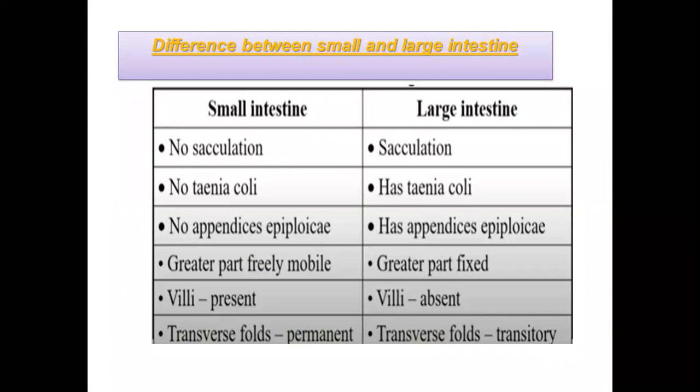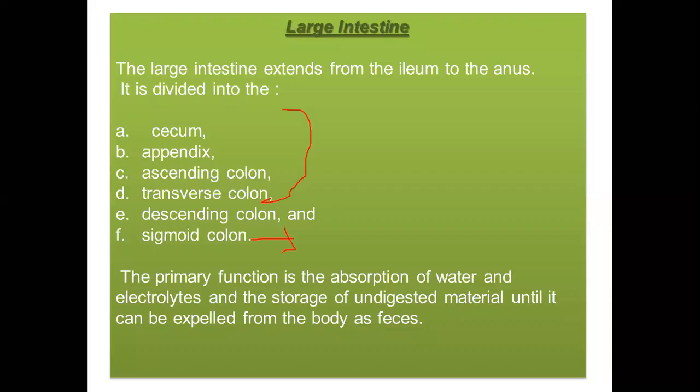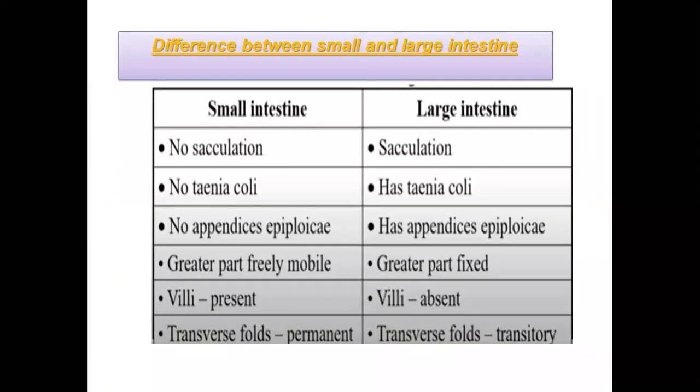Now coming to the differences: what are the differences between the small and the large intestine? The first major difference is that the small intestine has 3 parts, while the large intestine is further divided into 6 major parts. And then in terms of histology, how can we distinguish the small intestine and the large intestine?